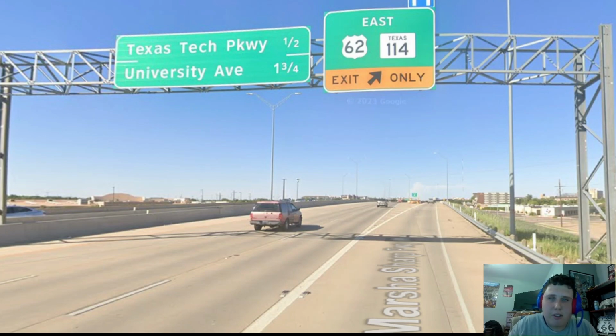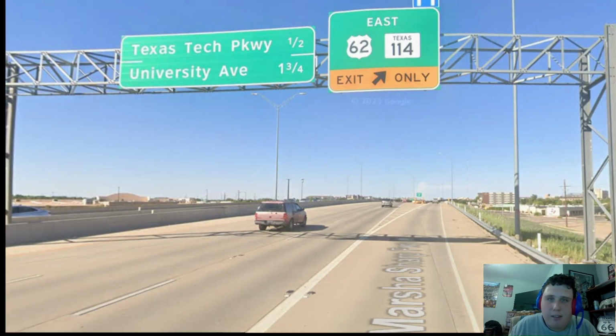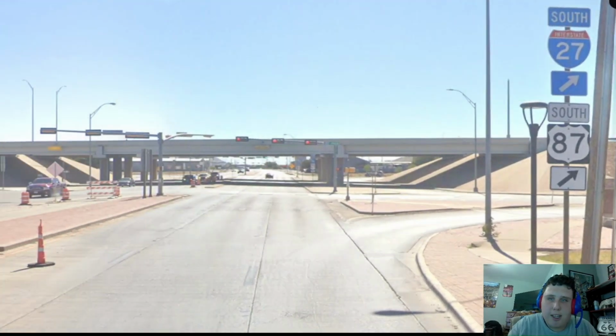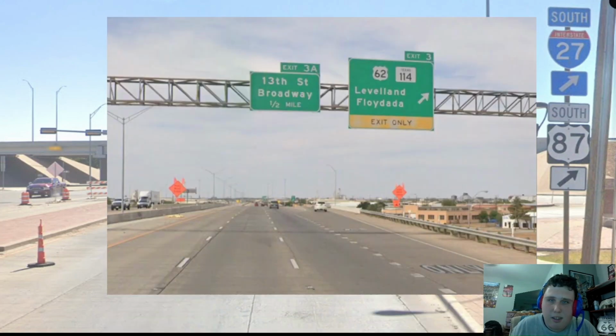And it looks like there's also a laundry list of exits for US 82, and it's Texas Tech Parkway and University Avenue, because Texas Tech is in Lubbock. Here we are meeting the southern end of Interstate 27 and US 87. And on 27 and 87 itself, US 62 is signed for Levelland and Floydada.